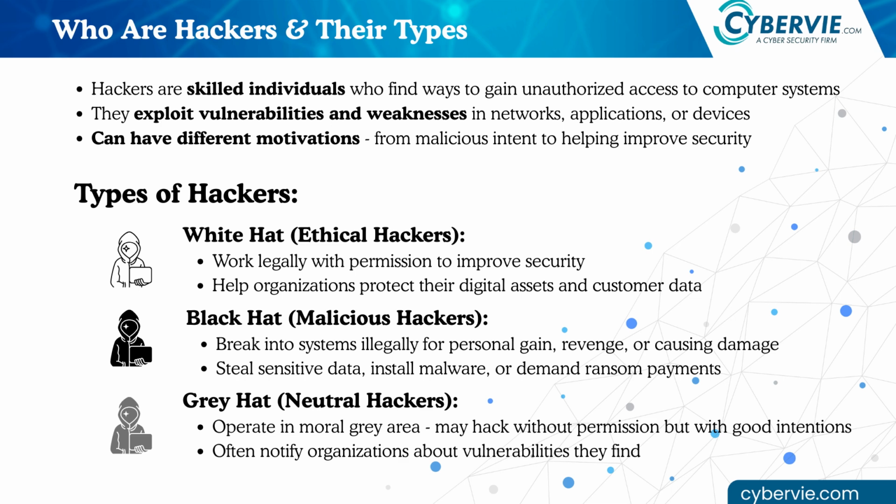Next are gray hat hackers, the in-between. These hackers are a bit confusing. They might break into systems without asking permission first, but they don't want to cause harm. They often tell companies about security problems they find. However, this is still not completely right because they don't ask for permission first.